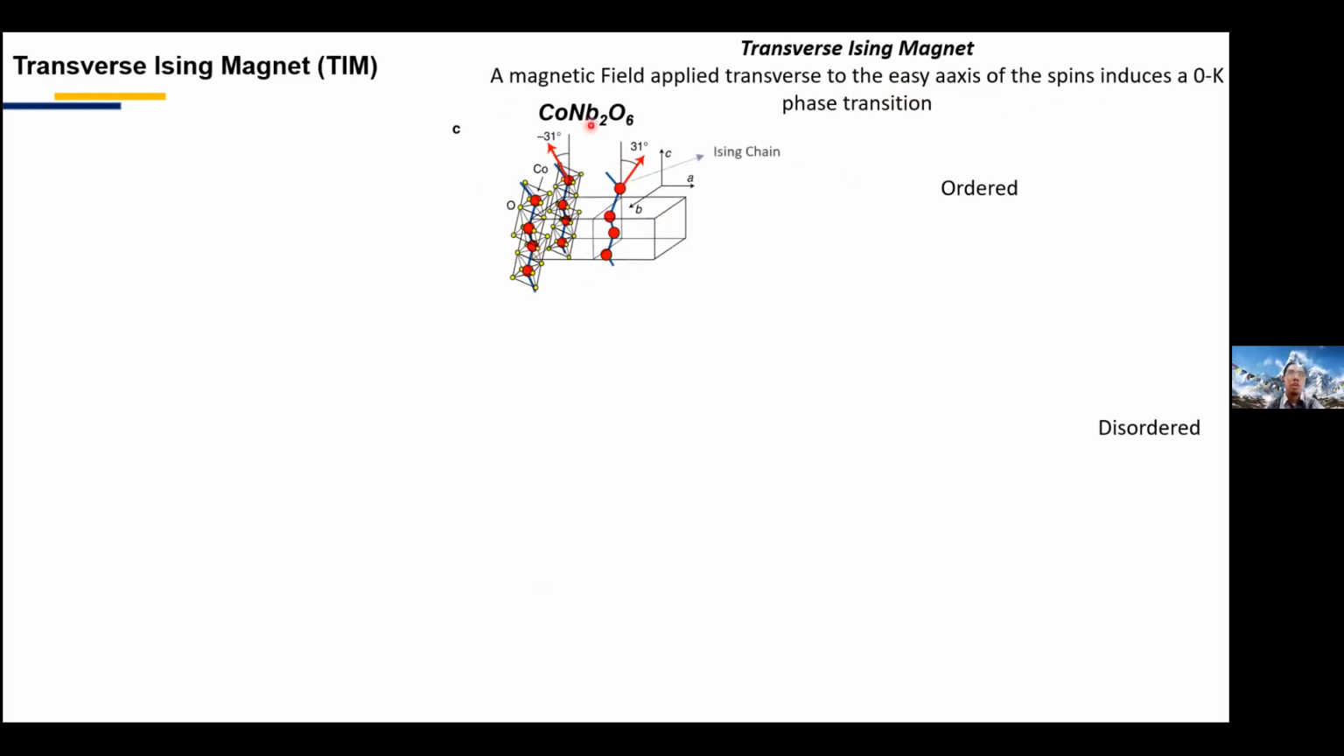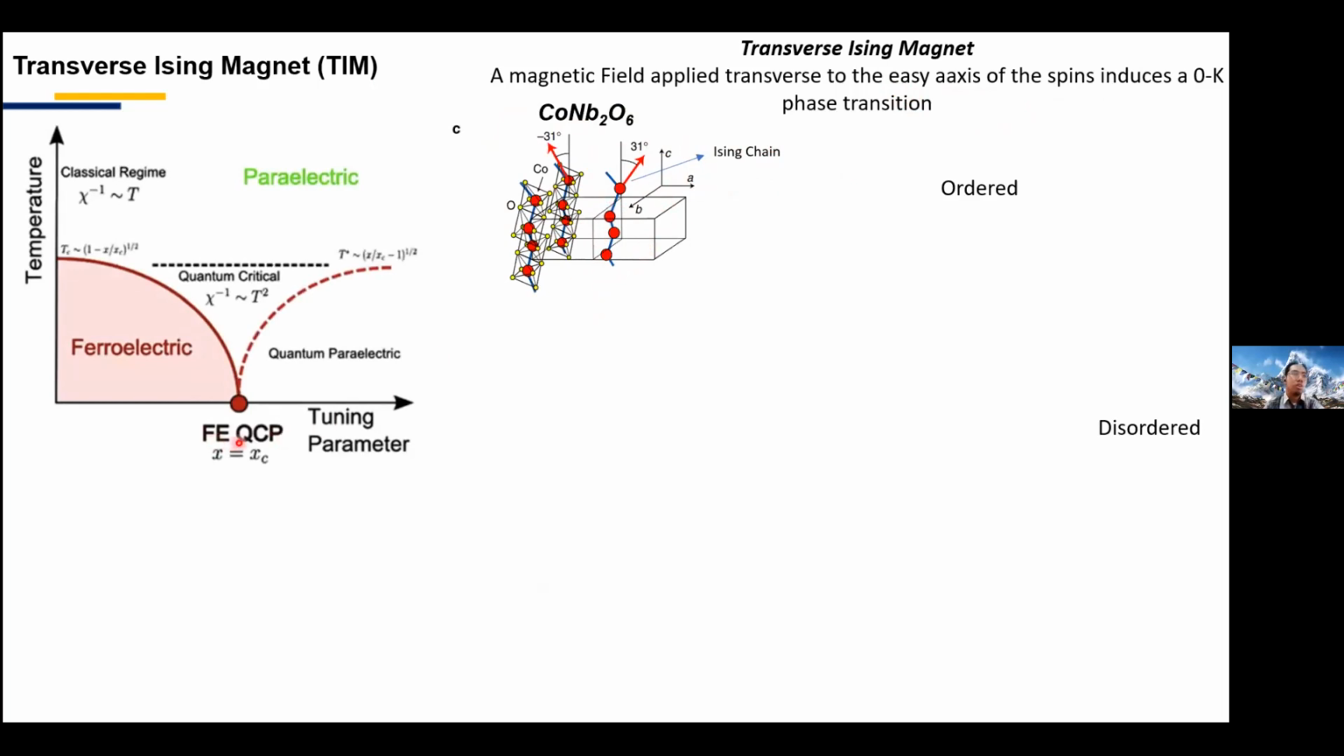In the first part of his lecture, he tells us about the transverse Ising magnet. When we apply a magnetic field transverse to the easy axis, the spins induce zero Kelvin phase transitions. This phase transition is very related to the quantum critical point, and the material that we observe here is cobalt niobium oxide, which has an Ising chain. The Ising chain is a one-dimensional chain that has very interesting properties in these materials.